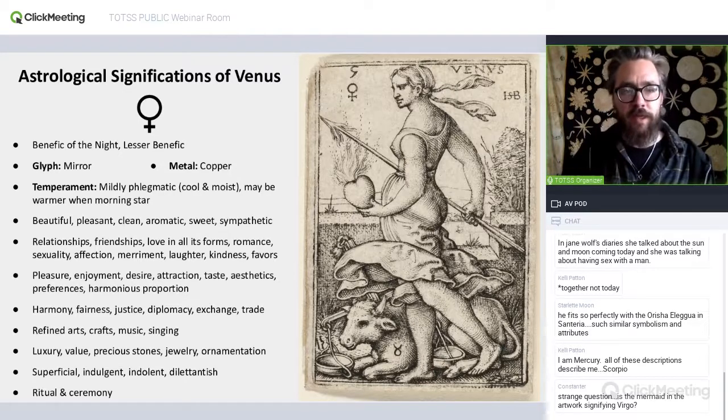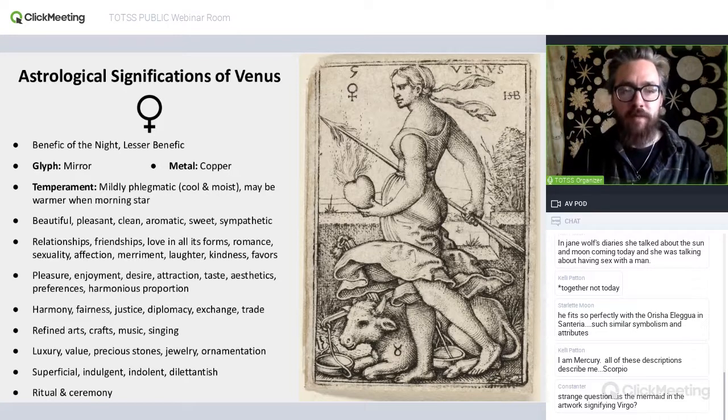As we talked about, she's the benefic of the night, or the lesser benefic. Her glyph is a mirror, which you can think of both as related to beauty, as well as the idea of reflecting the higher Platonic realms in individual, beautiful persons or art objects or natural phenomena or whatever in the world. Her metal is copper. Traditionally, Venus often is said to rule over all precious metals, but giving specific metals to specific planets, we generally give copper to Venus, sometimes brass, but generally copper.